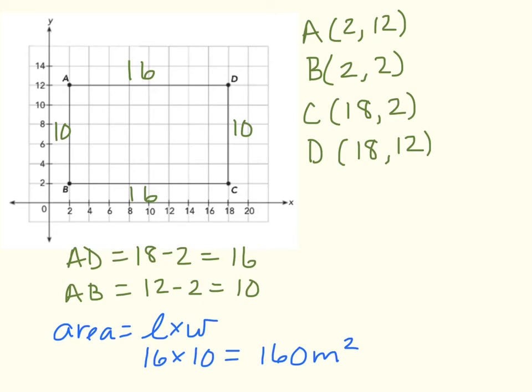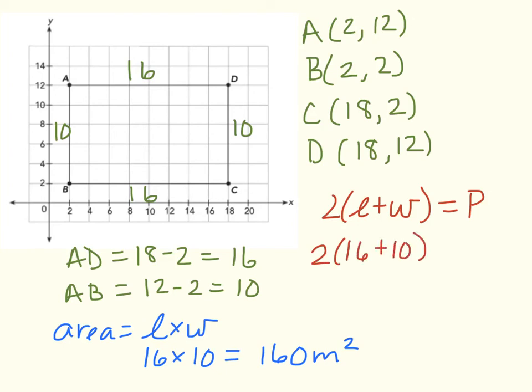Now let's finish up by finding the perimeter of the garden, which we can find by simply taking 2 times, I'm going to move up here and work in red, 2 times length plus width is going to equal our perimeter. So 2 times 16 plus 10, or 2 times 26, which will give us an answer of 52 meters. So our perimeter is 52 meters.